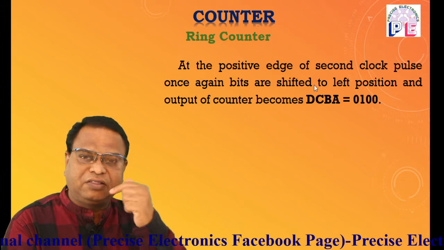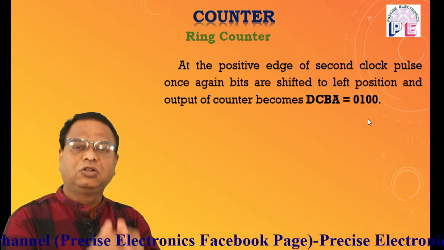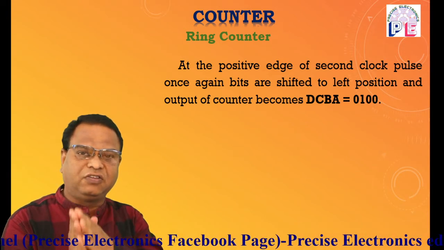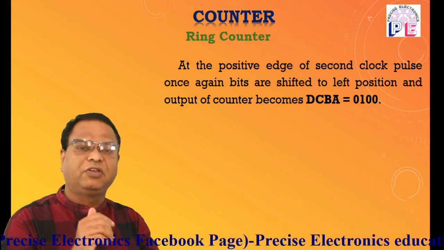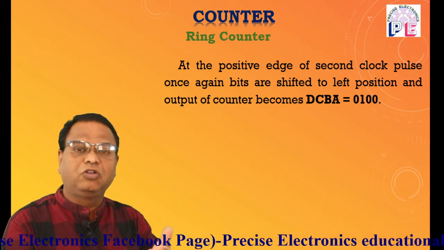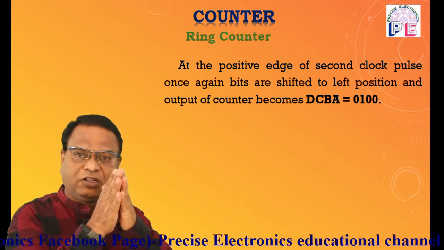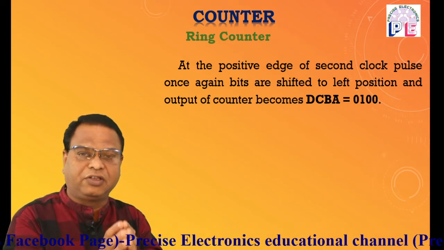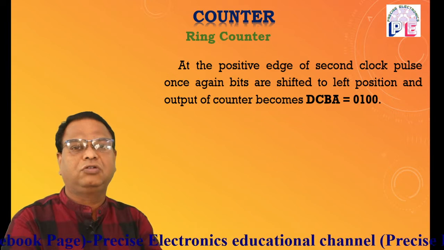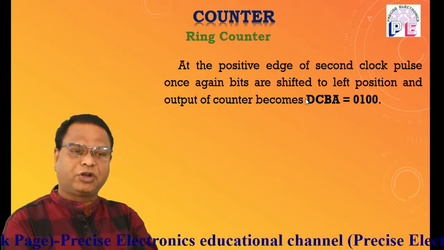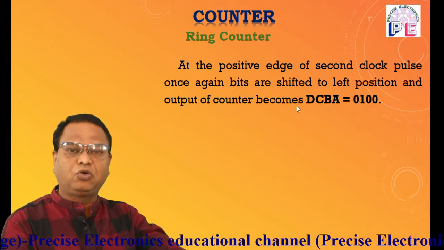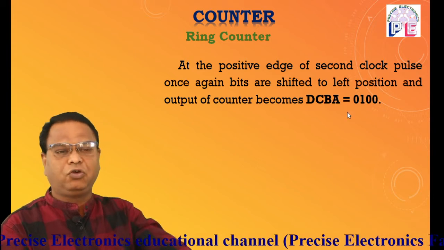because before applying the second pulse, the output of counter is 0010. That means the B flip-flop is in set mode. So at the positive edge of the second clock pulse, that 1 from the second flip-flop is shifted to the third flip-flop. So the output of counter now is DCBA equal to 0100.